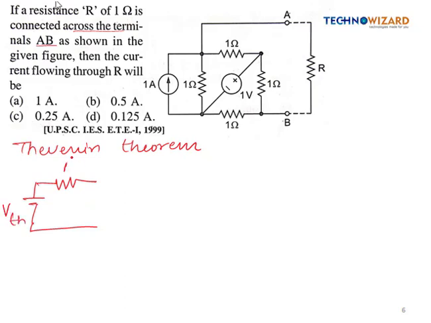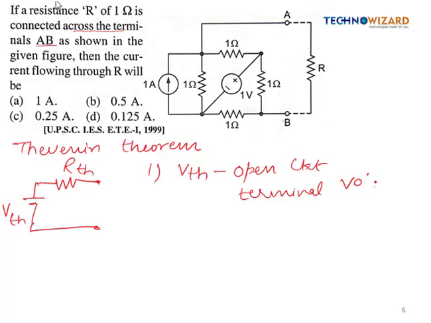So this is VTH, this is RTH, right? So how can you find out the value of VTH? In order to find the value of VTH, first of all you have to remove the load across which you have to find out the voltage. So VTH is nothing but the open circuit terminal voltage, right? Then you have to find out the value of RTH.